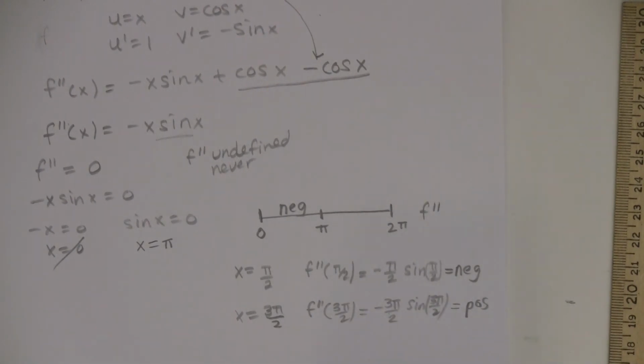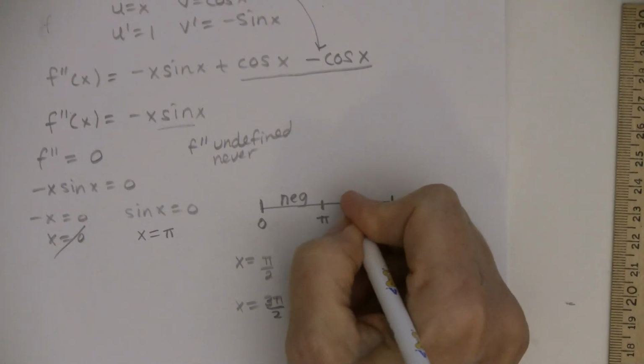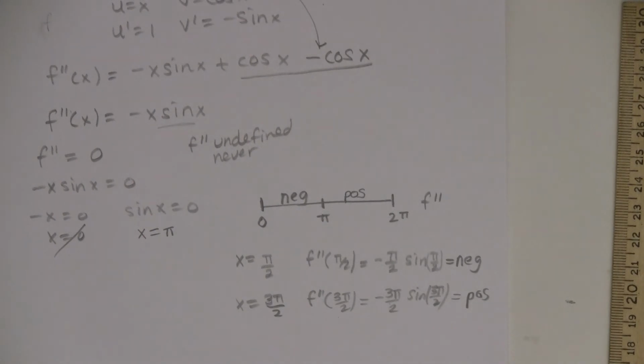So if you get 0, or if you get undefined when you're testing in the regions, you know that something is wrong. You have made some kind of mistake. And so positive over here. And they want to know when it is concave up, and that is right here, from pi to 2 pi.